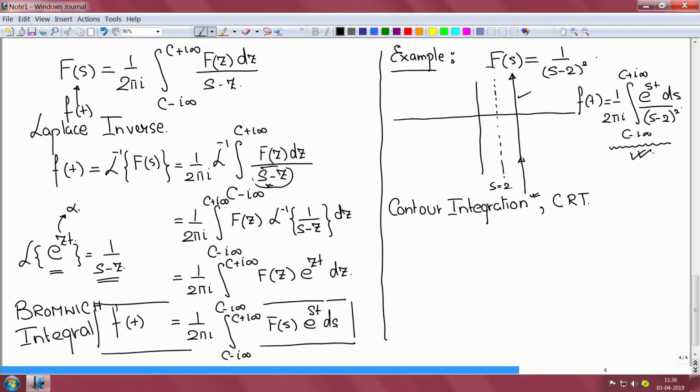So now what we do, we close this in the left half complex plane. So we now have a closed contour, so that the function f of s encloses all its singularities.